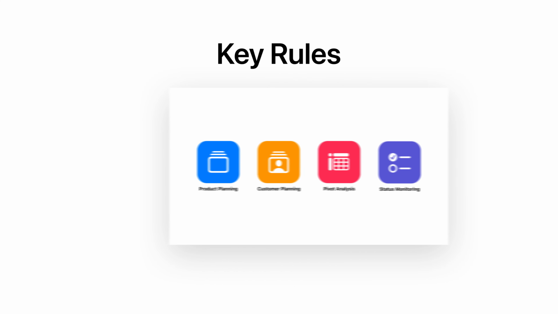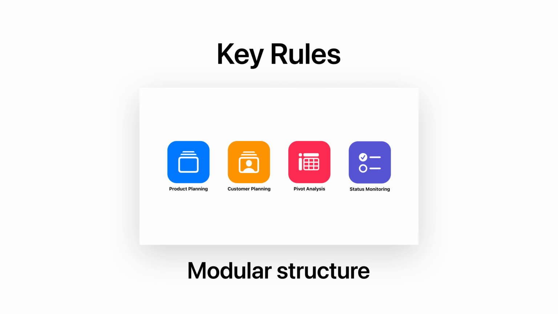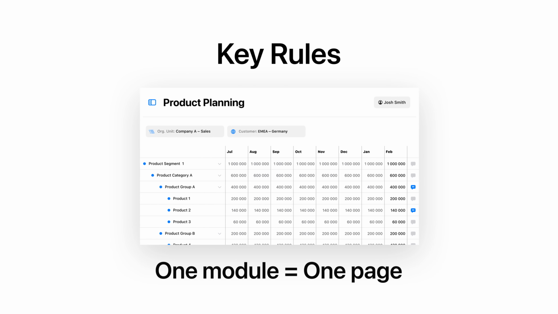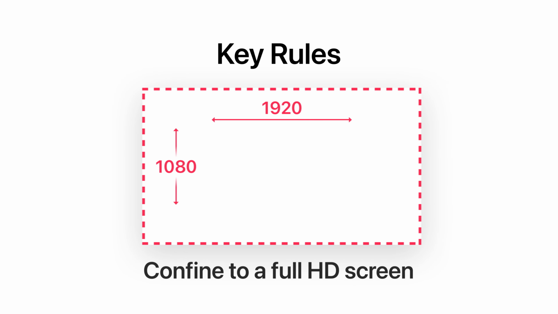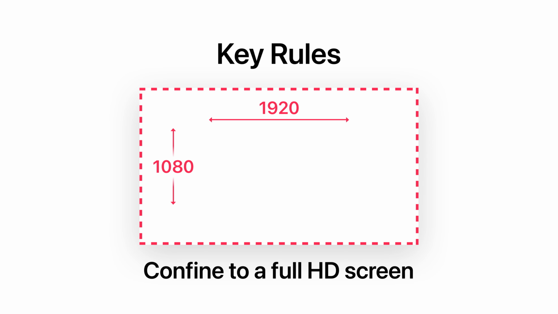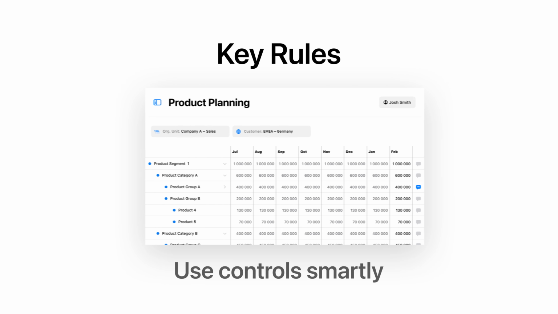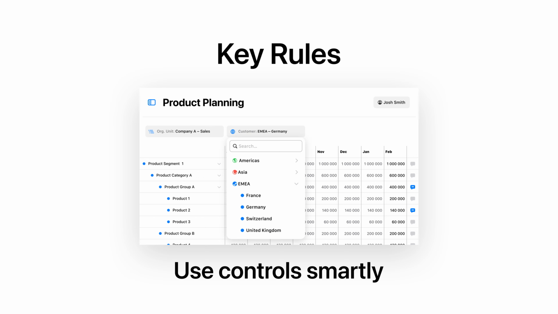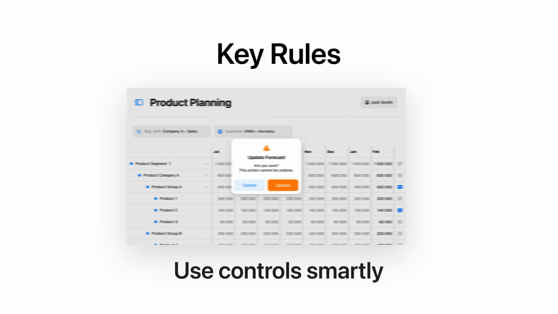When designing in XD, we follow some key rules. Modular structure. Each function gets its own module. One module equals one page, no multi-page navigation within a module. Confined to a full HD screen. Avoid both vertical and horizontal scrolling. Use controls smartly. Filters, drop-downs, pop-ups, and panels manage complexity.